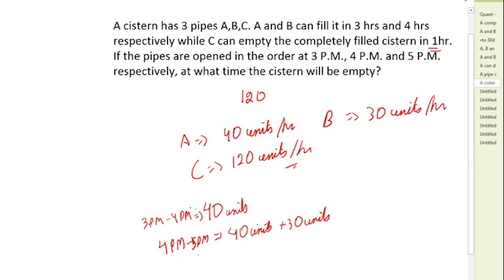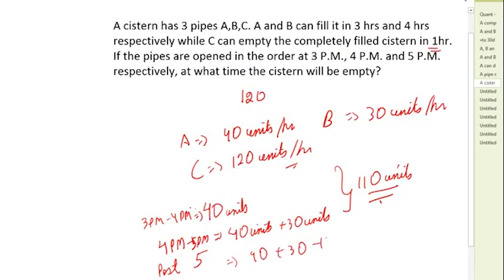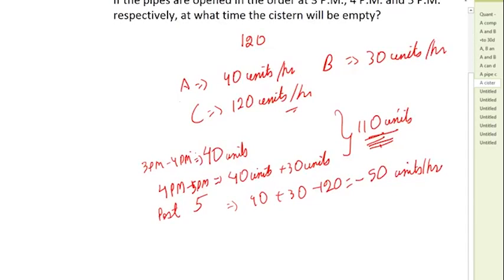So by 5 o'clock, already 110 units of liquid are there. Post 5, all three taps are open. So post 5, you have 40 plus 30 minus 120, or minus 50 units per hour going out. And it already has 110 units. So how much time will it take after 5 o'clock to get empty?